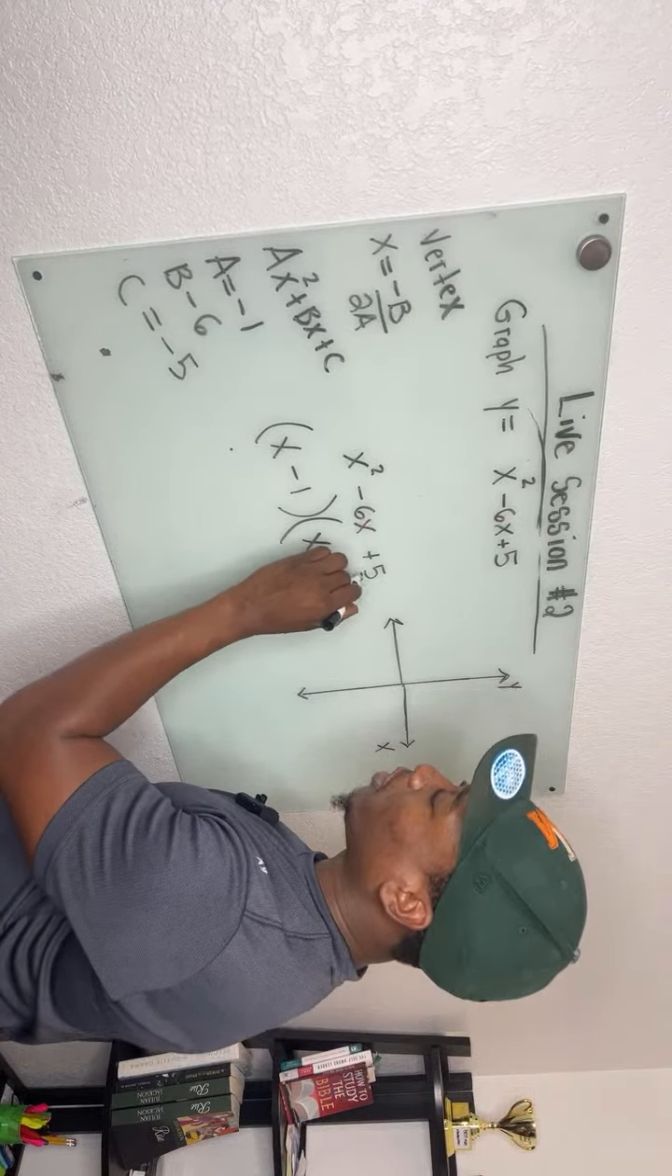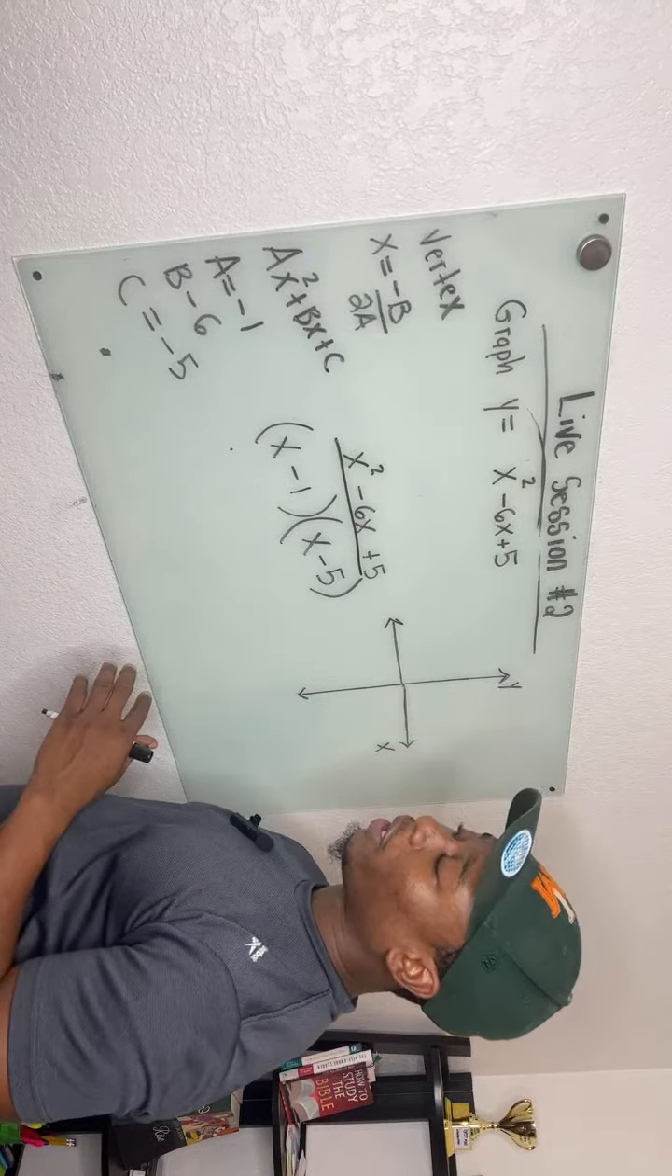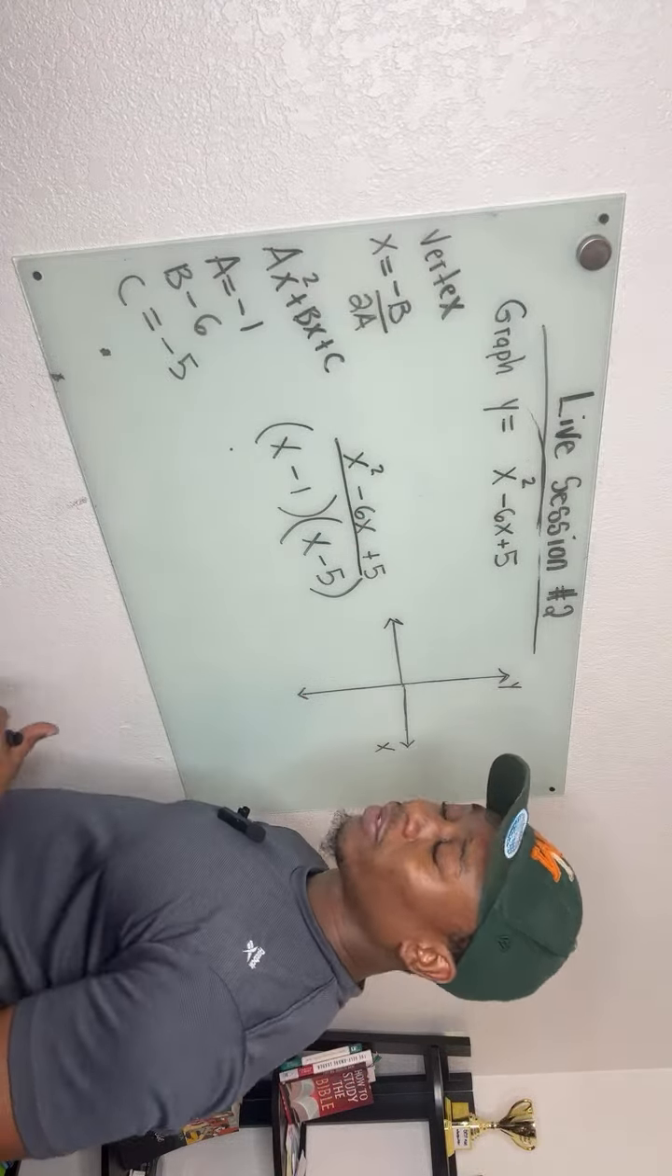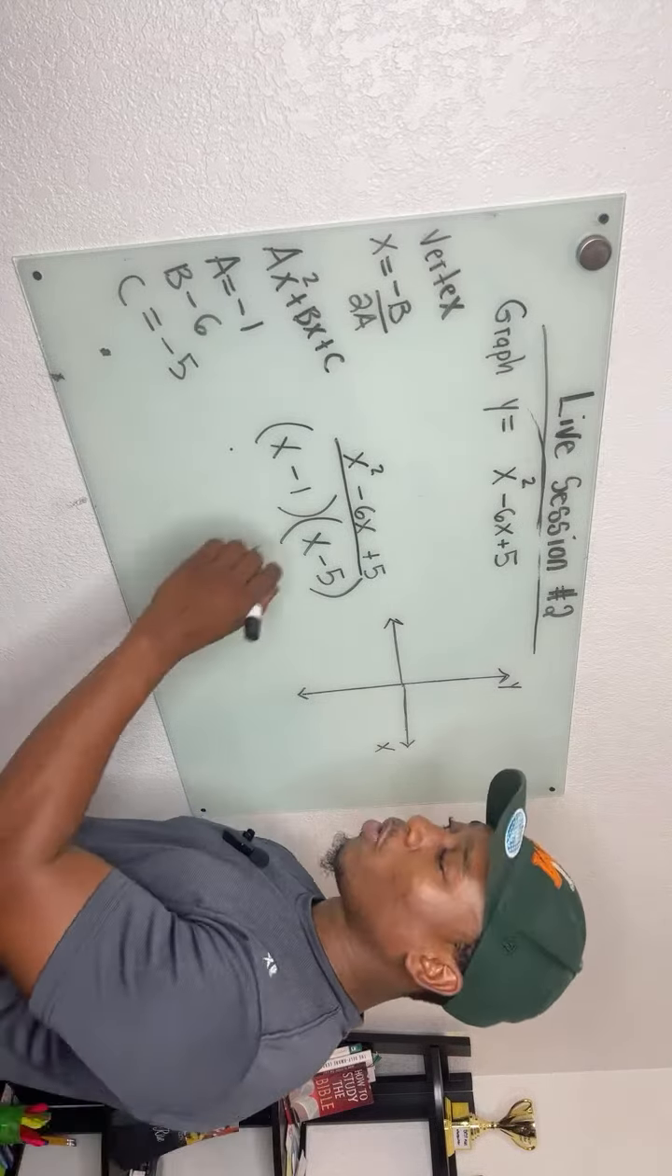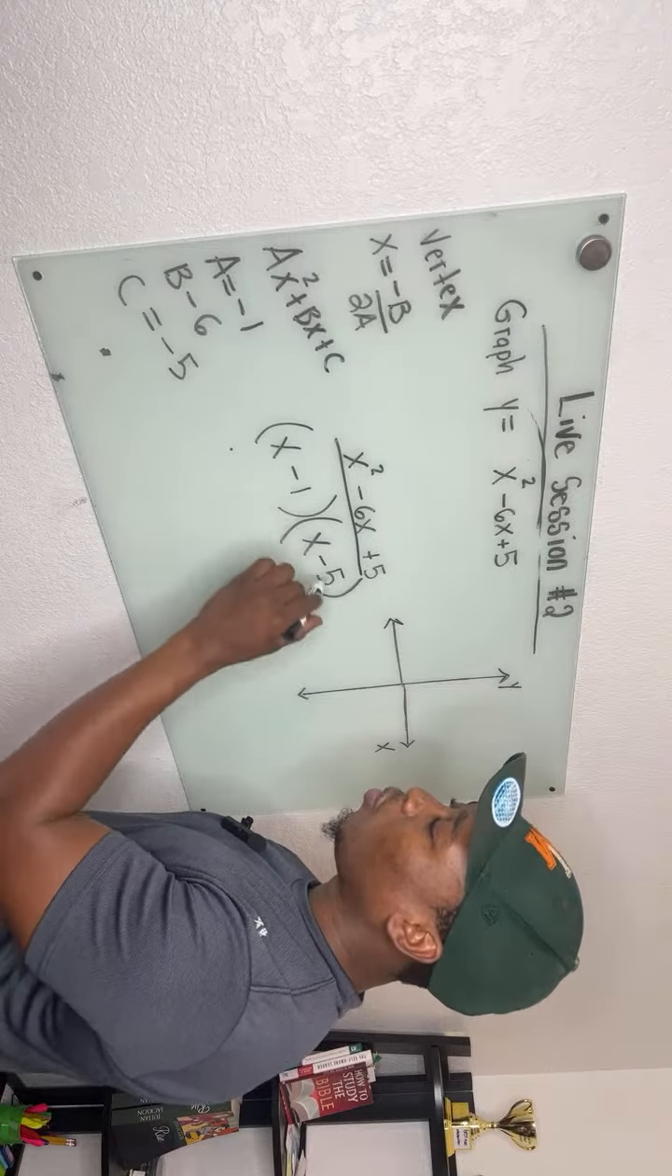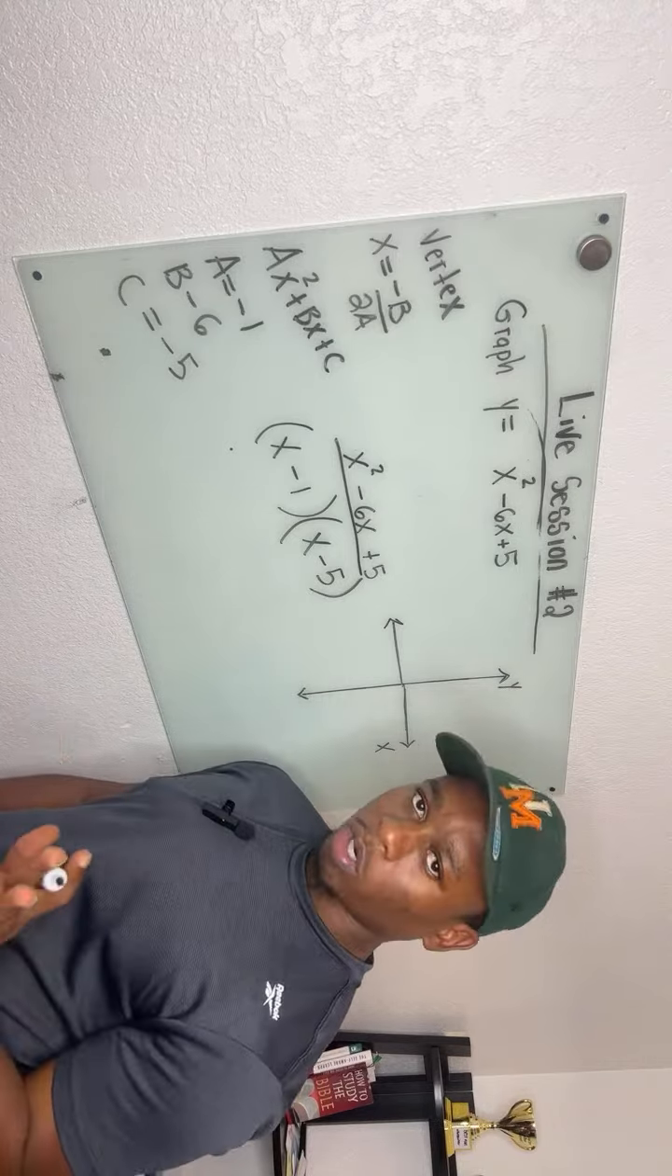So we're factoring this trinomial right here, and these are the two factors that we're going to have, okay? So we multiply to get positive 5. When we add, we get negative 6. We're all good.